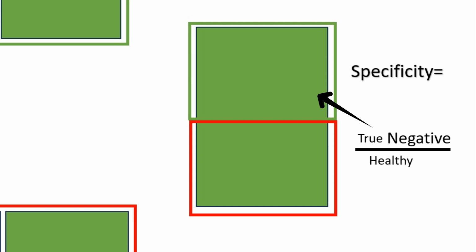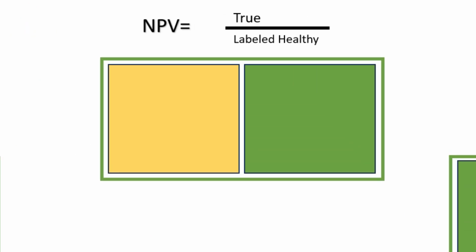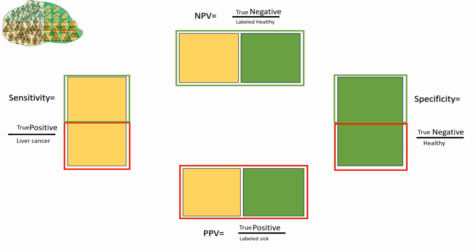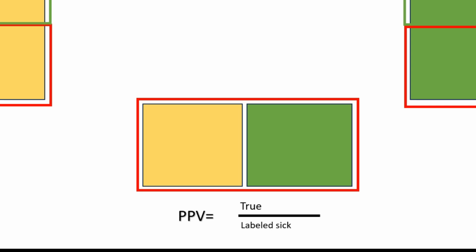So, true negatives. In negative predictive value, the denominator is people who are labeled healthy. The true population in this case will be the ones which are also healthy apart from being labeled healthy. So, true negatives. Similarly, in PPV, denominator is of people who are labeled sick. True population here will be the people who are actually sick. So, true positives.